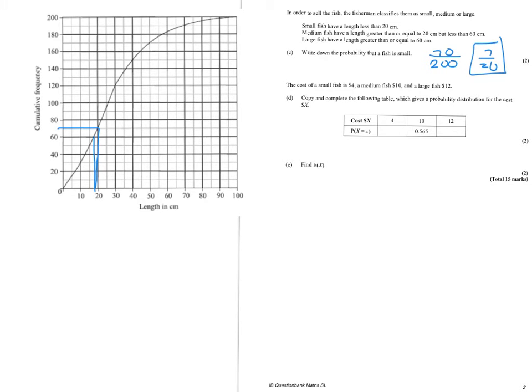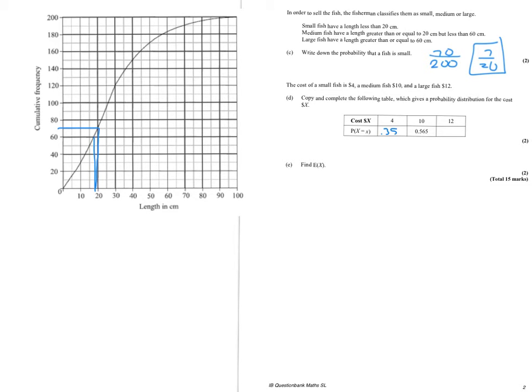Then it says the cost of a small fish is $4, so we can see that in here. The cost of a medium fish is 10 and a large is 12. So it asks us to complete the table. Well, we just found out the probability that a fish is small. It was 7/20ths, which is the same as 0.35. So I can go ahead and plug that in right there.